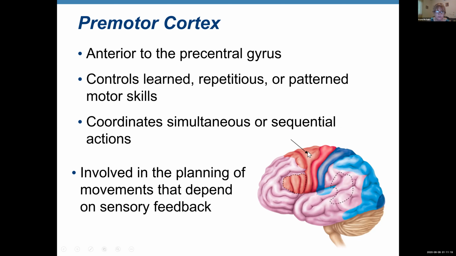Now, anterior to the precentral gyrus, we have the premotor cortex. And this is like an association area, right? So this controls your learned, repetitive, patterned motor skills, coordinates your simultaneous sequential action, and it's also involved in planning of movement that depends on sensory feedback, right? So you receive your sensory feedback and you plan your movement, right? So that's the kind of cortex that helps your primary motor cortex.